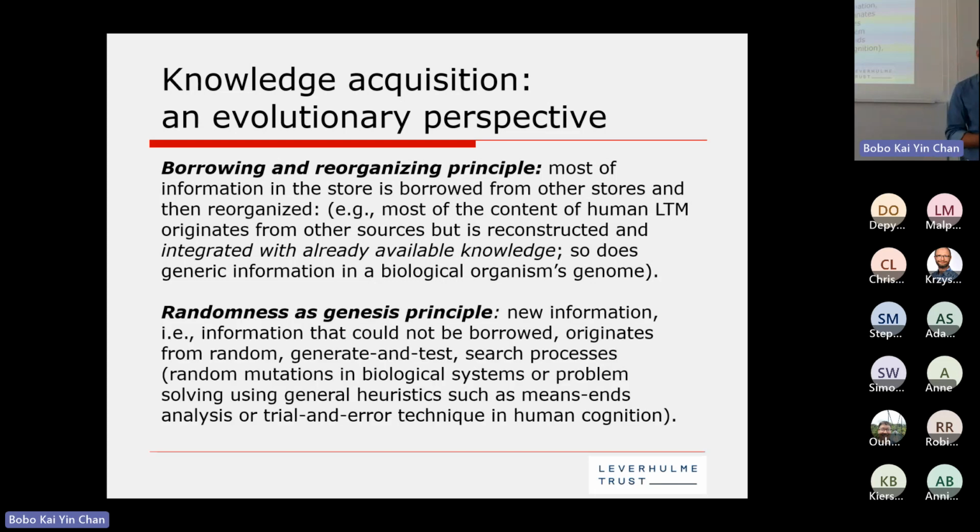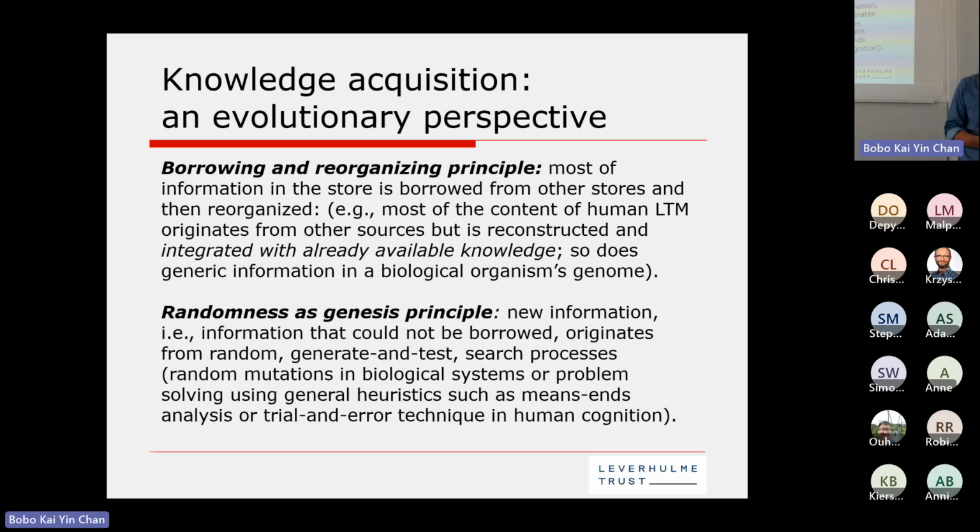Problem solving is essentially covered by the randomness as genesis principle. It has, to some degree, a kind of biblical name, but essentially the principle is that any new information that couldn't be borrowed, and of course there is something that cannot be, we have to guess in the first place. If it doesn't exist, we have to get new information somehow, because not everything exists to be borrowed. And how could any new information be gotten?